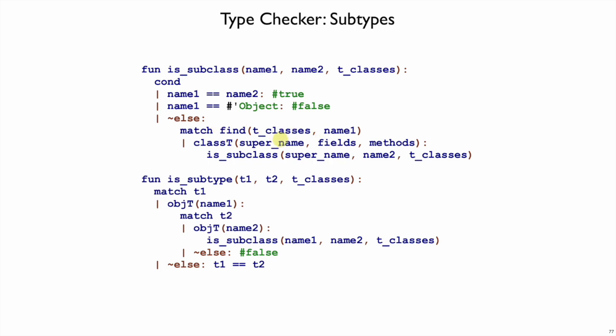Otherwise, we go look for name1, find out its superclass, and see if the superclass is a subtype of name2. That is, this is walking up one step, since we weren't already at the right step. So here we will either hit the class that we were looking for, or eventually stop with object.